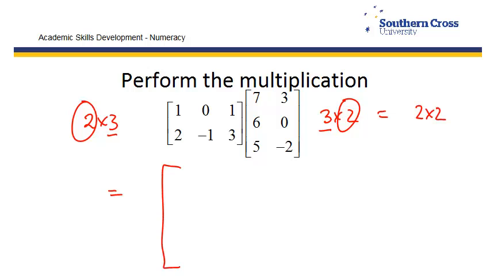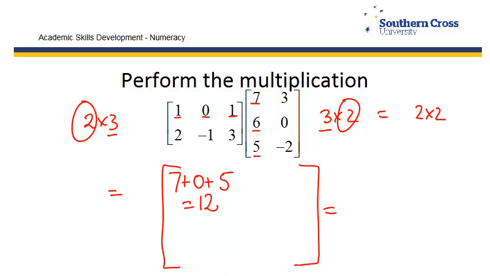I'm going to set up a big matrix here with enough space to do the working. So to get the number in row 1 column 1, we need to multiply the first row by the first column. So that means 1 times 7, which is 7, plus 0 times 6, which is 0, plus 1 times 5 is 5. So adding those up, that means that number will be 12.